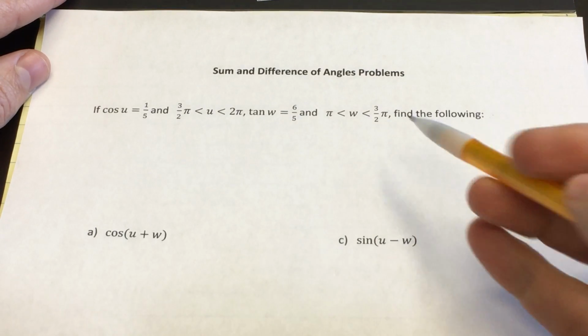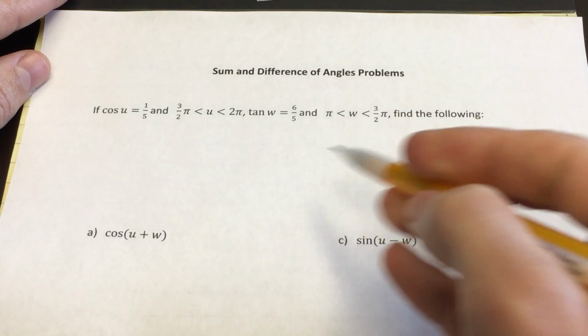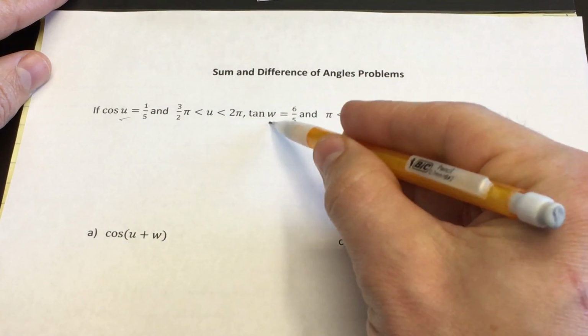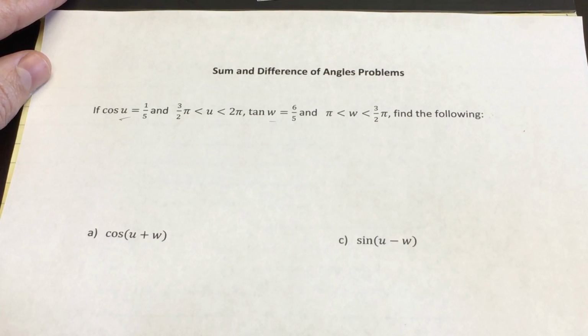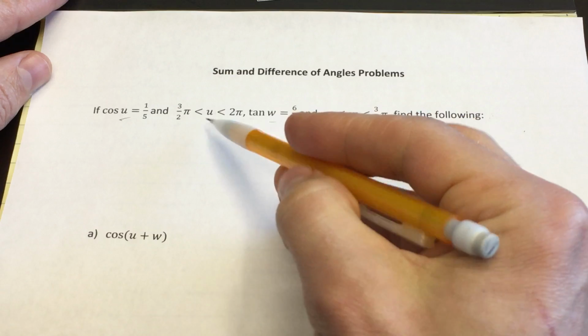Here are a couple of sum and difference of angles problems. So typically you're going to have two angles that you're working with. I've got two to start with here, and you might have to figure something out about those. So first off, what are we?